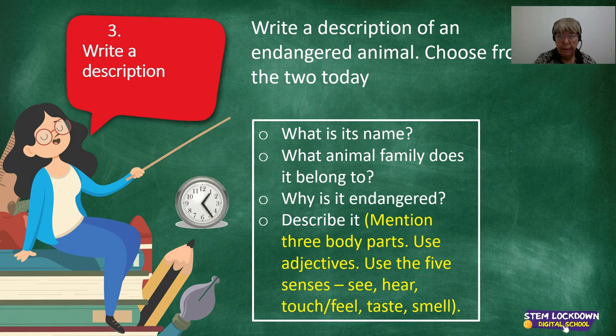Okay, need a bit more time? You got its name, you got its animal family, you've said why it's endangered, you're describing it, 3 body parts, adjectives, and you're using the 5 senses.